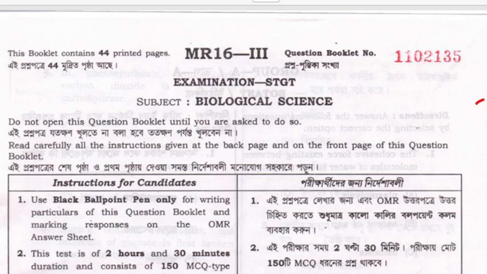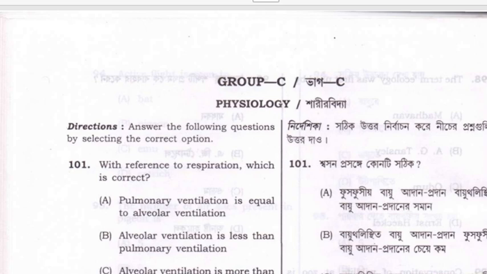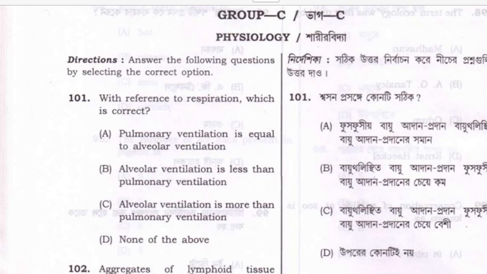This is part 3 of the previous year question solving session. We are solving the previous year question paper of 2016 Biological Science. In this video we are going to solve the question paper of Human Physiology. In the earlier video we solved group A, that is botany, as well as the question paper of the zoology part. So here we are going to solve the question paper of Human Physiology. So let's begin.